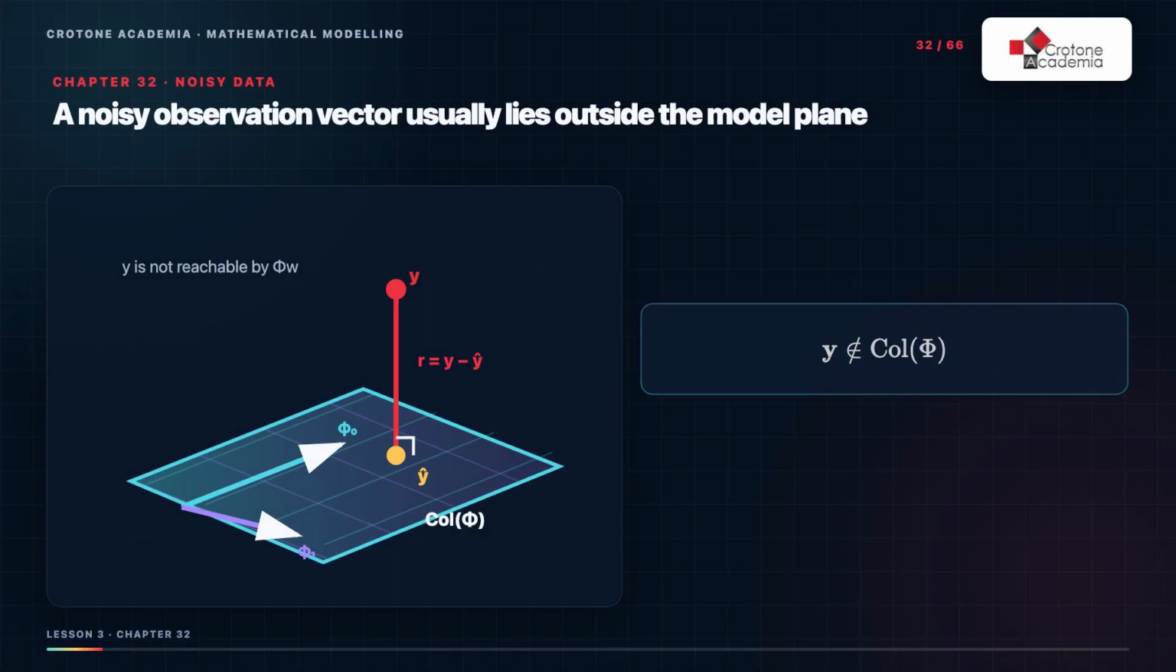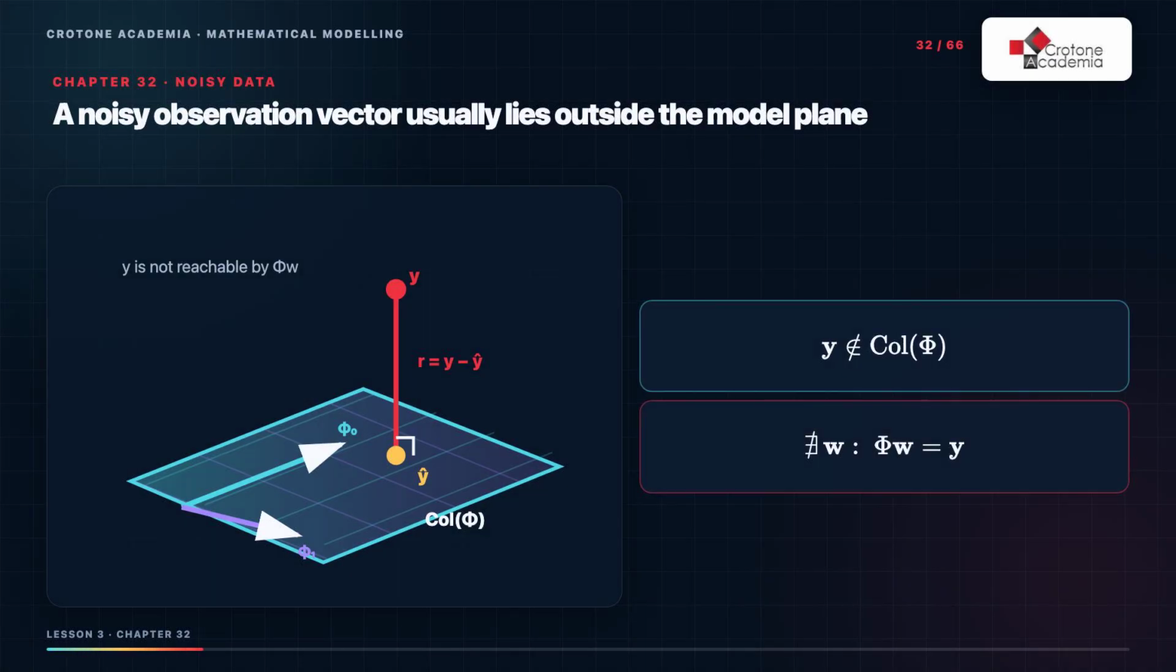With noisy or mismatched observations, y usually lies outside the column space. No movement of the weights can reach it because weight changes remain within the plane. The problem is no longer to solve phi w equals y. It is to find the reachable point on the plane that is closest to y.